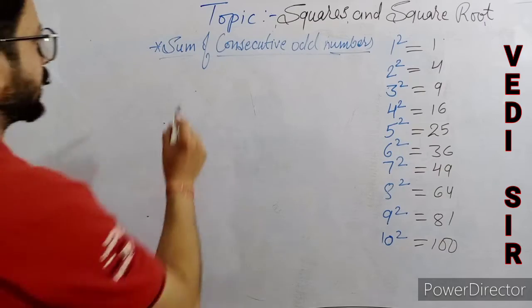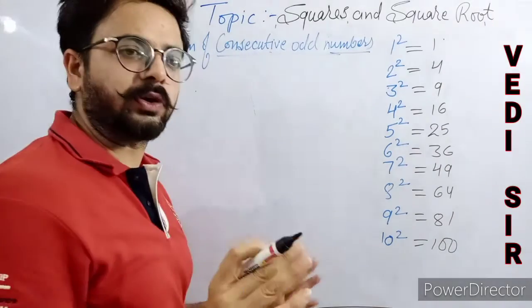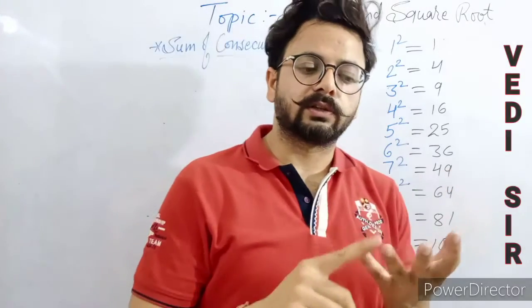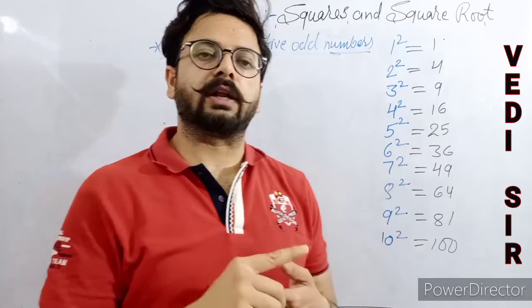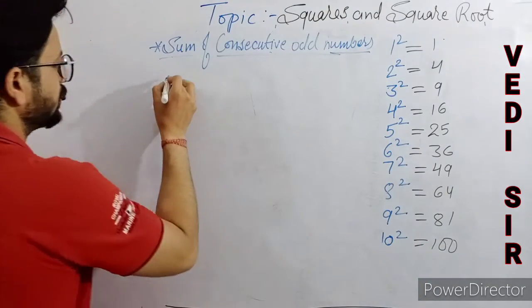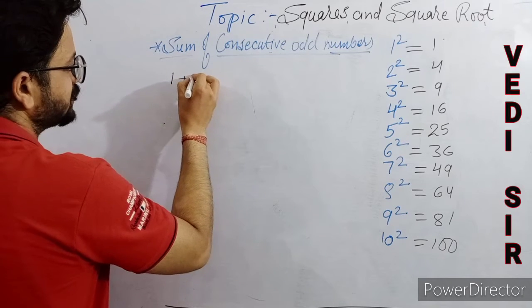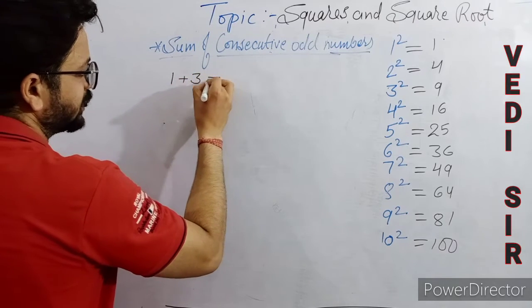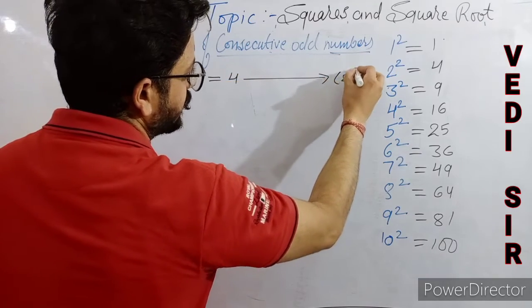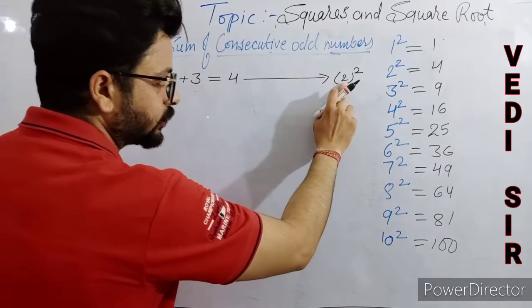One more interesting topic, sum of consecutive odd numbers. By the name I think you are not getting it. See, odd numbers, all of you know, 1, 3, 5, 7, 9. I am talking about the first odd numbers. I am writing 1, plus another odd number 3. What is it coming? 4. Catch the interesting part, I am telling you. 4 means square of 2.